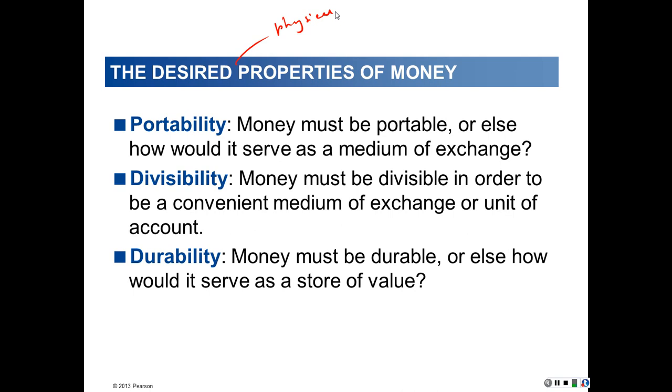Whatever we've chosen as money usually had certain physical properties. So what are these properties that enable money to fulfill its three functions of store of value, unit of account, and medium of exchange? And here are the desired physical properties of money. First is portability. Money must be portable, or else how would it serve as a medium of exchange? You need to be able to carry it around with you to go shopping, in other words, because money was invented in order to make shopping easy. Am I correct?